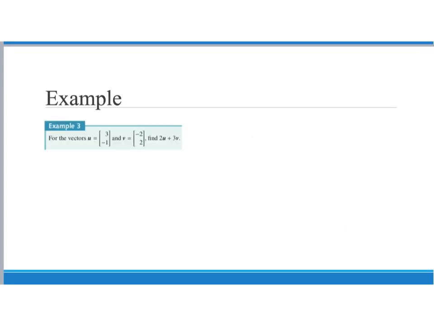All right, so for the vectors u and v, find 2u plus 3v. If we look at what 2u is, 2u is going to be 6, negative 2. We're just timesing it by 2. And 3v is going to be equal to, what do we got there? Negative 6 and 6.